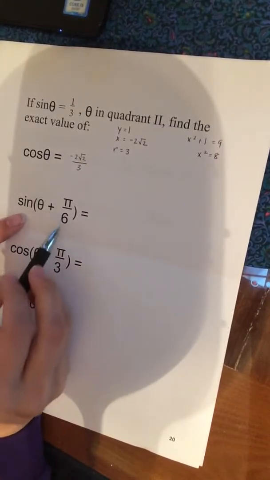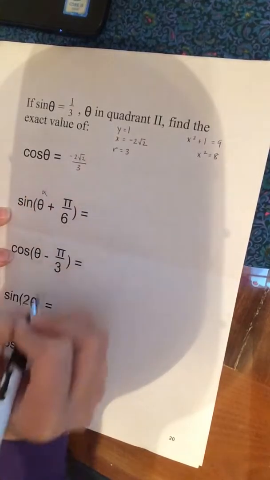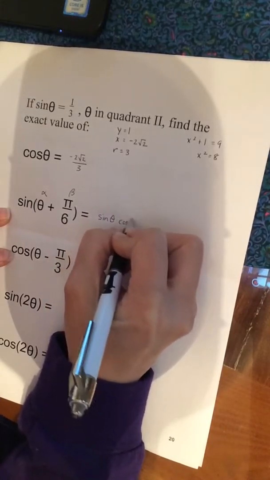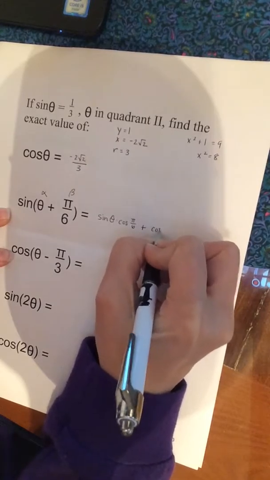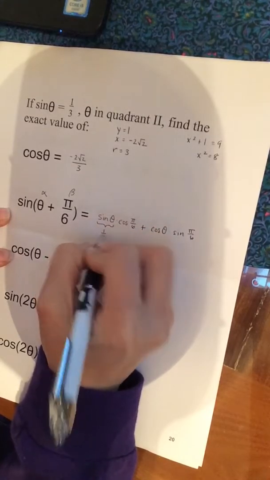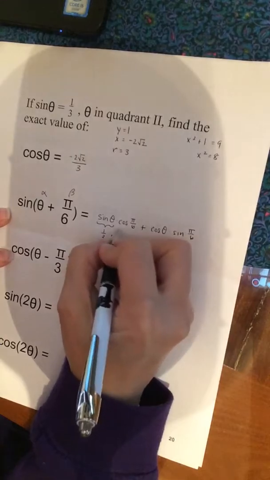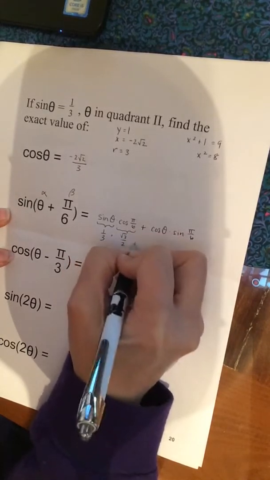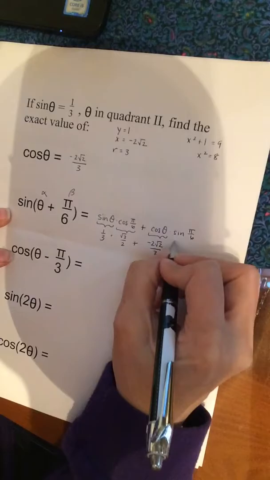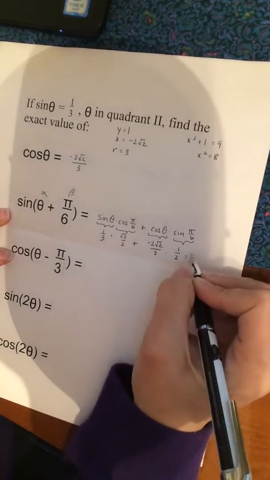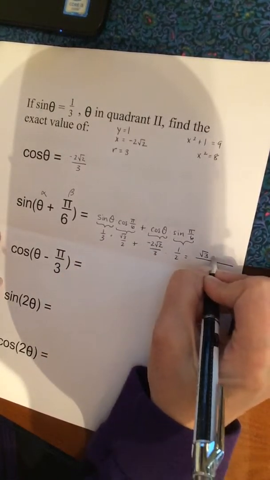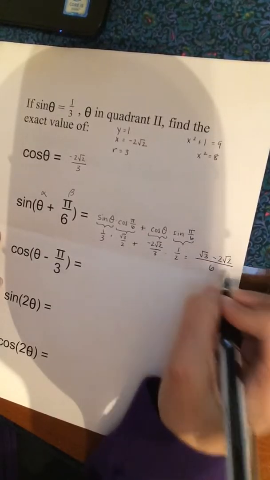To find sine of theta plus pi over 6, we rewrite it using our formula. Theta is in the alpha spot, pi over 6 is in the beta spot. So sine of theta times cosine of pi over 6 plus cosine of theta times sine of pi over 6. Well, sine of theta is 1/3. That was given to us. Cosine of pi over 6 is still the square root of 3 over 2. Cosine of theta, we just found it. It's -2 square root of 2 over 3. And sine of pi over 6 is 1/2. All right. So this becomes the square root of 3 minus 2 square root of 2 all over 6.